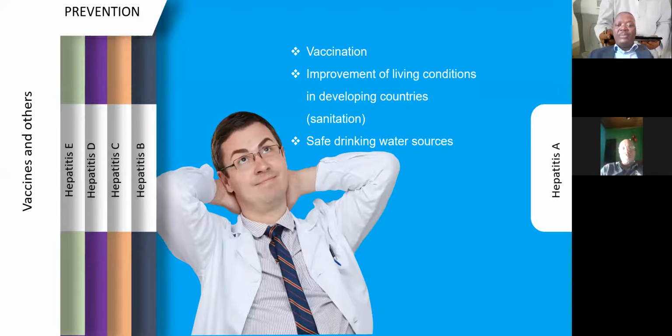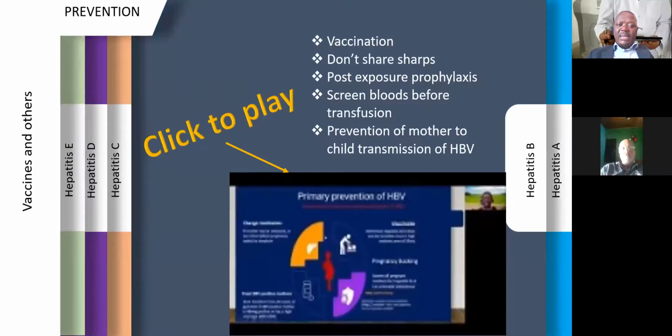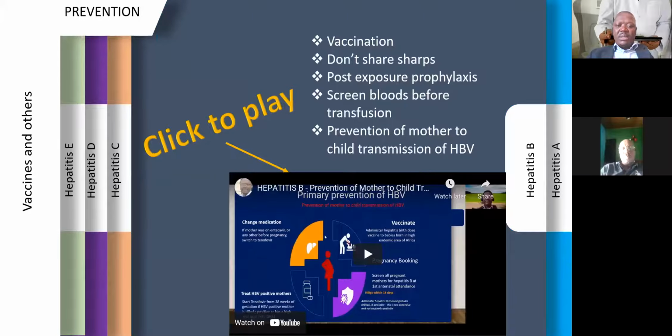I remember when we grew up, there were many times that we had several epidemics of hepatitis A infection. Nowadays, those are rare because sanitation has improved greatly. Safe drinking water sources will be relevant as well. For B, what do you do? Vaccinate, okay? Don't share sharps, instruments, post-exposure prophylaxis, screen bloods before transfusion, and prevention of mother-to-child transmission of hepatitis B.